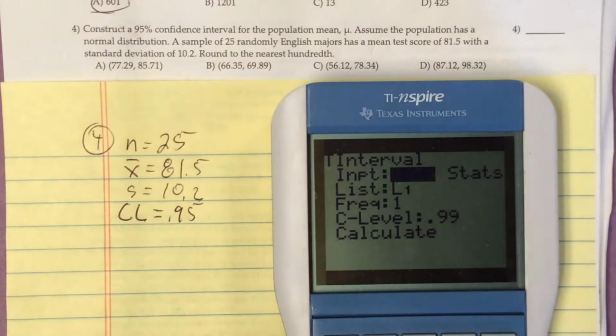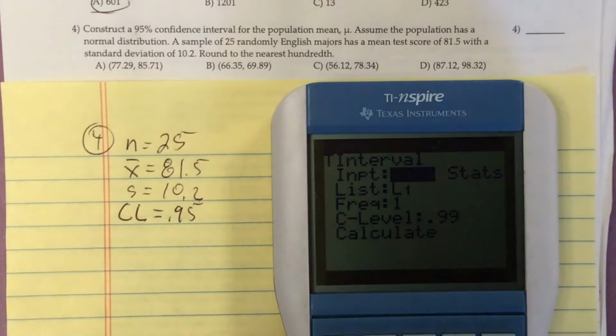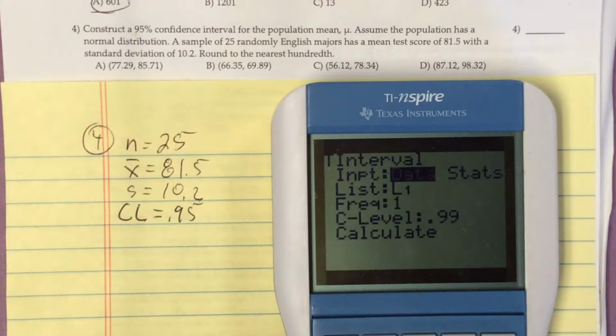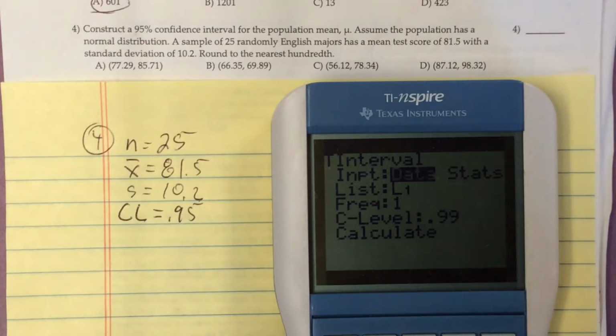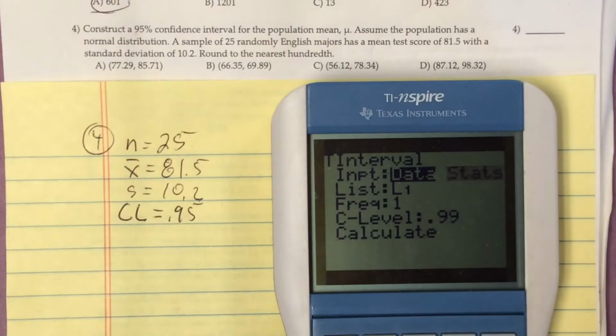So I'm going to press enter here, and there are 2 types of input that could be sought. One is if we're given data, and one is if we're given stats. The only time we're going to use data is if we're given a table of data that we have to utilize in order to calculate this. But here they're just giving us the main stats. They're giving us the sample size, the standard deviation, the mean and the confidence level. So they're giving us everything we need.